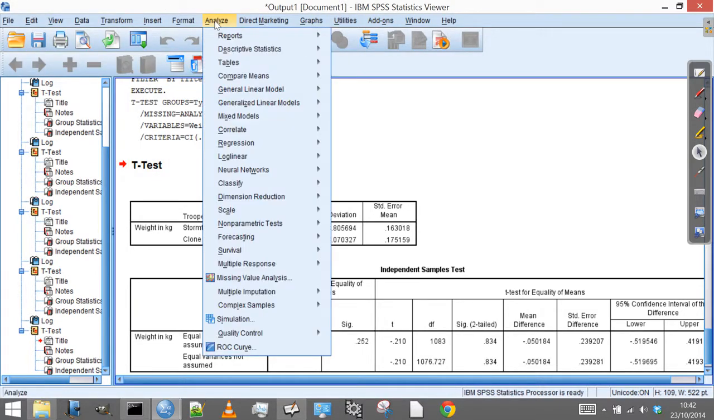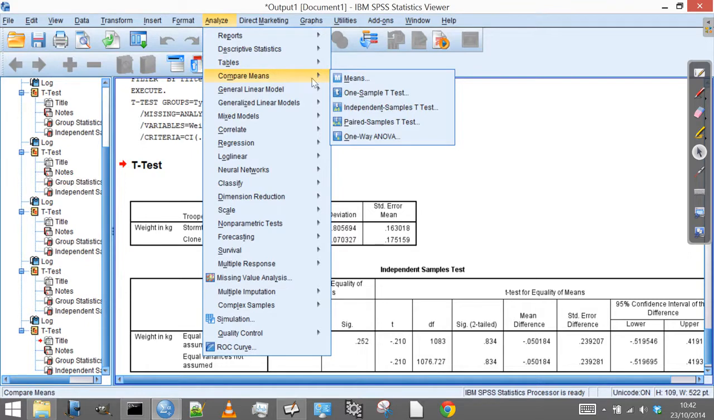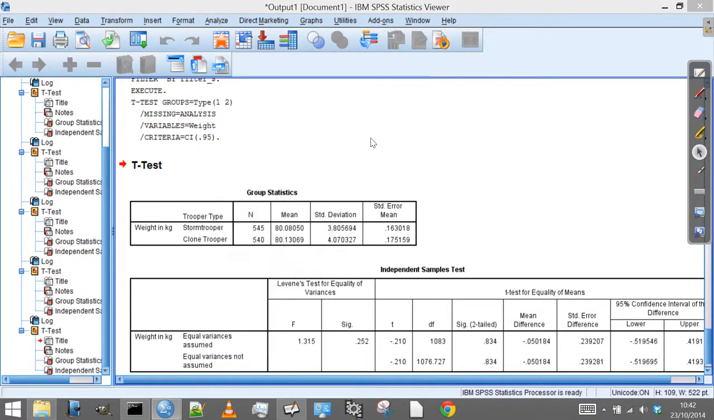Okay, Analyze. So we've already sampled the data. We've taken our 1% sample already, so we're going to stick with that. I'm not going to change it. So I'm going to analyze, compare means, one-way analysis of variance.